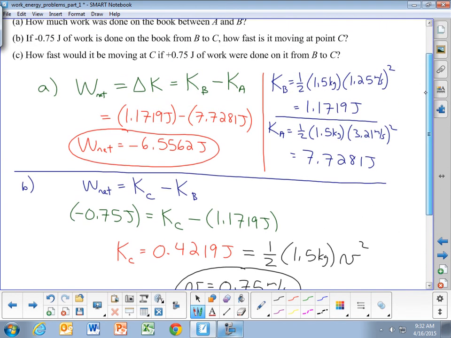In the last part, it wants us to do almost exactly the same thing as in part B, but now it says how fast it would be moving if positive 0.75 joules of work were done from B to C. So that would mean that there would need to be an additional force that's pushing it forward, doing positive work on it. You know, there's friction taking it away, something else adding energy to it, and so together the total work done is positive 0.75 joules. So this means that the kinetic energy is going to increase. That means that the speed should increase from B to C now. So at the end, we should get an answer that's bigger than 1.25 meters per second.